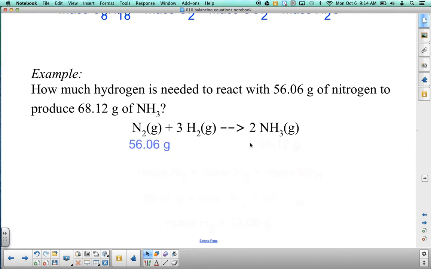The first thing I'm going to do is write some numbers underneath my balanced chemical equation so that I can easily see which reactants and products I have information to go with.